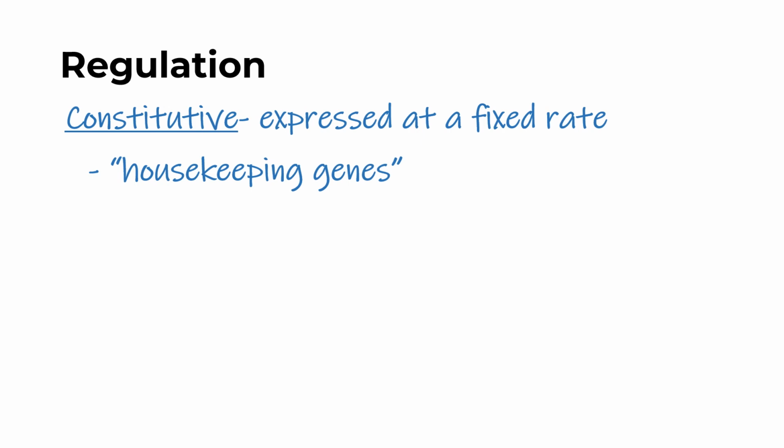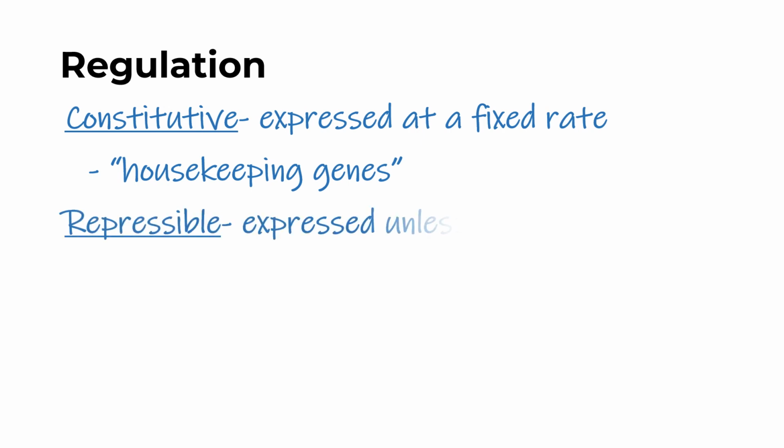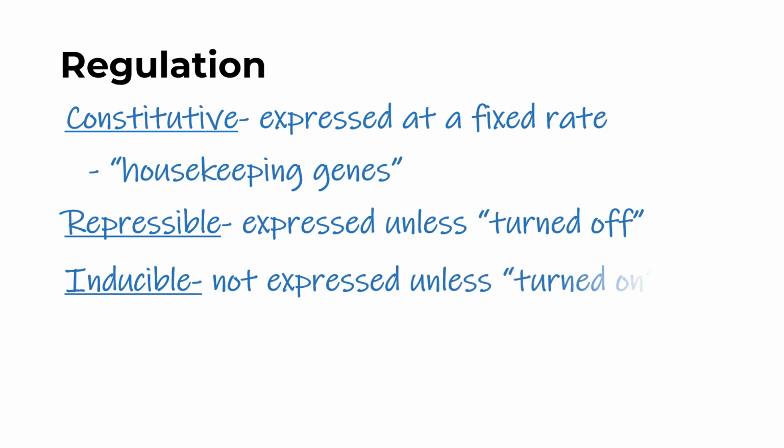Sometimes expression of a gene occurs until a signal indicates that it needs to be turned off. Interactions between signaling molecules, regulatory proteins, and elements in the DNA are what result in this gene being turned off. These genes are what we call repressible. They're expressed unless they're turned off. The opposite occurs with inducible genes. These are genes that are not expressed until a signal indicates that they are needed.